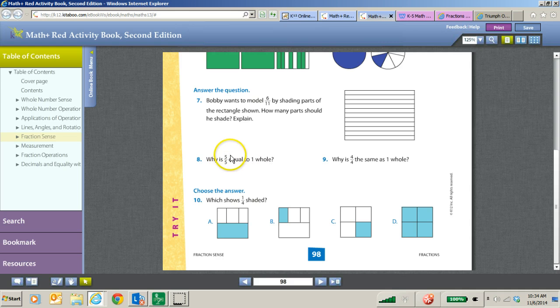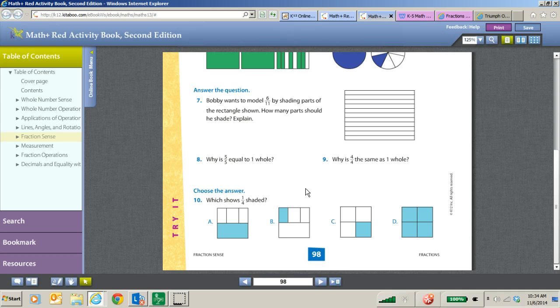We want students to realize that the top number is the numerator. This was something they were introduced to in third grade. The numerator tells how many parts of the whole, and the bottom number is the denominator. We also want students to really understand that when you're talking about fractions, you're talking about equal shares.